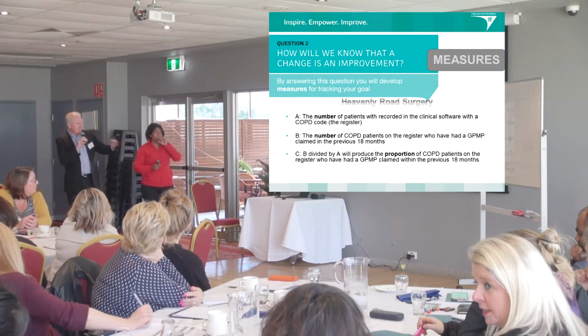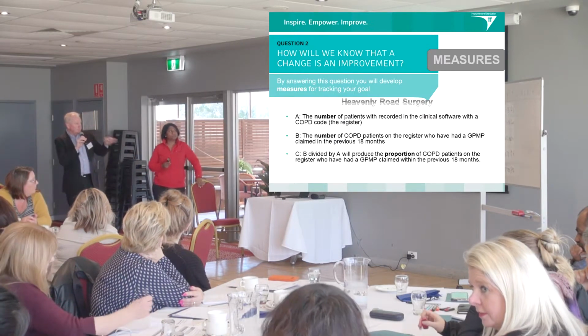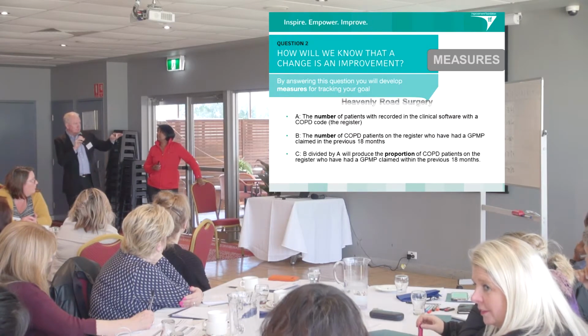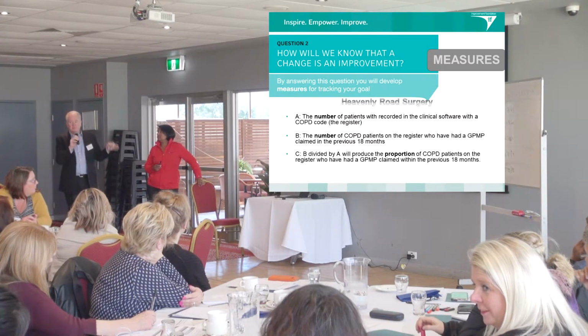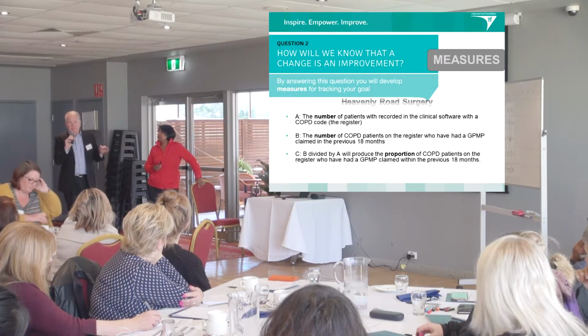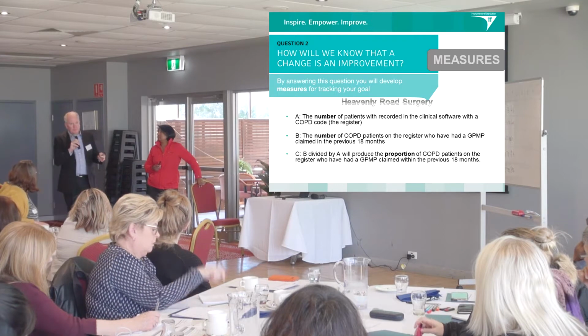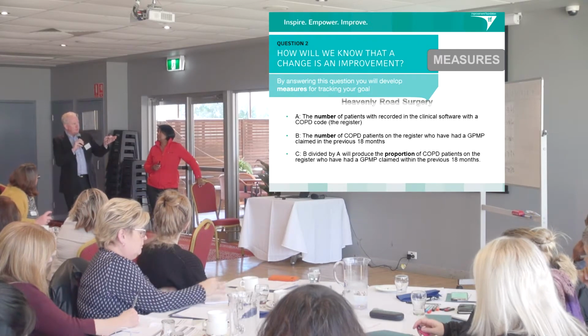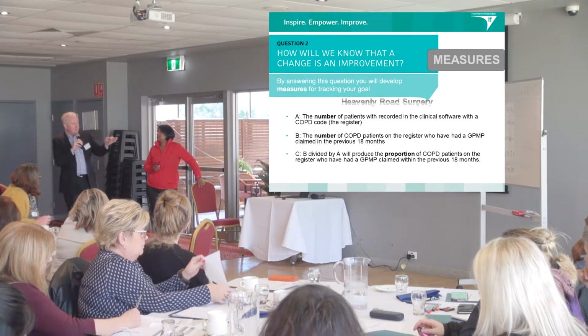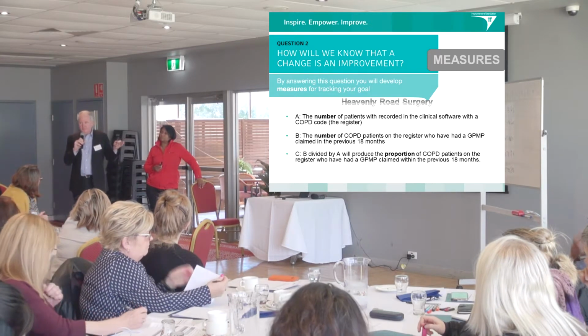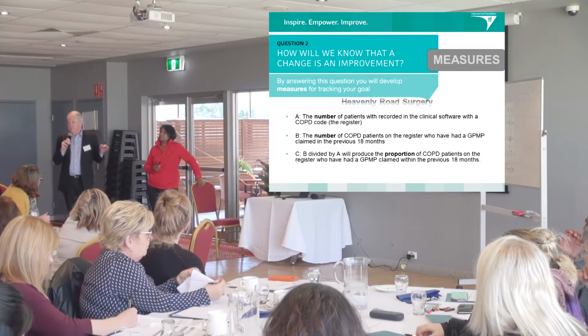Another way of doing this, and it was pointed out the other week, is, for example, we're looking here at COPD patients who have had a GPMP claim within the previous 18 months. Now that 18 month, that's arbitrary. I mean, you could pick any time frame. But another way of looking at it is the number of COPD patients who have had a GPMP review claimed in the last 6 months.